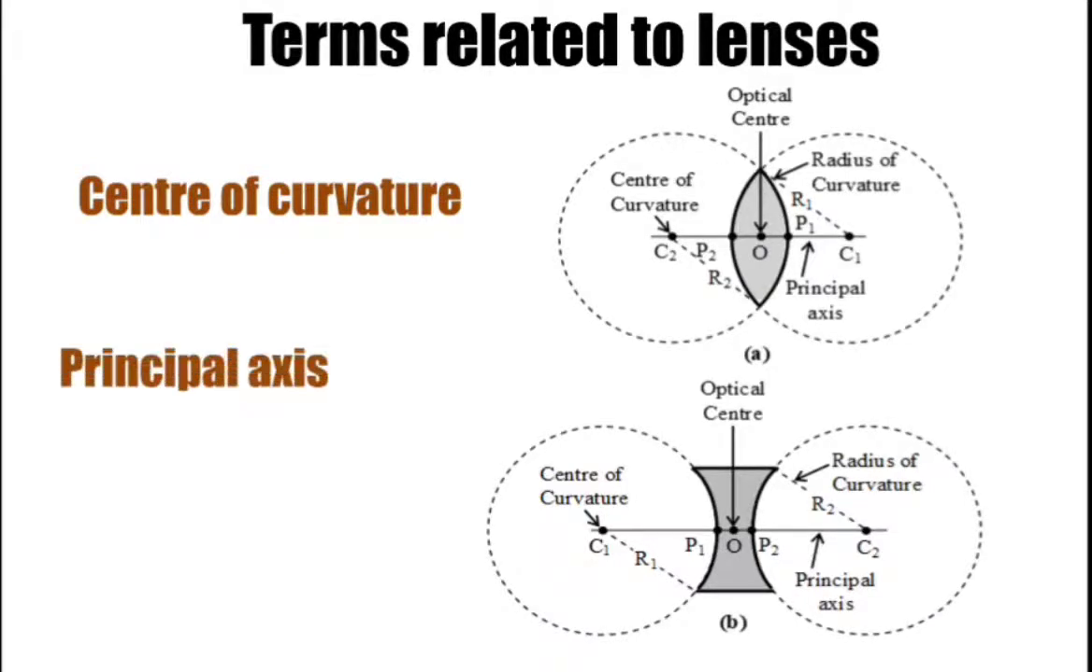Now the next term is known as the principal axis. So what is the principal axis? This is the line which joins these C1 and C2, that is, the centers of these two spheres. So this is the thing.